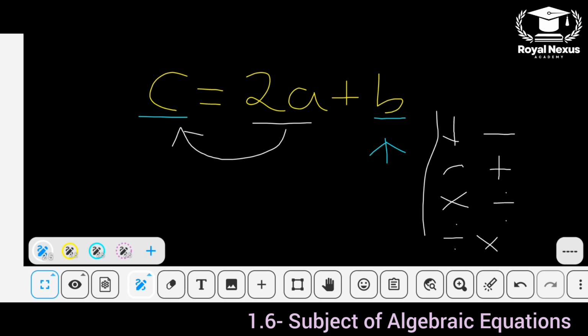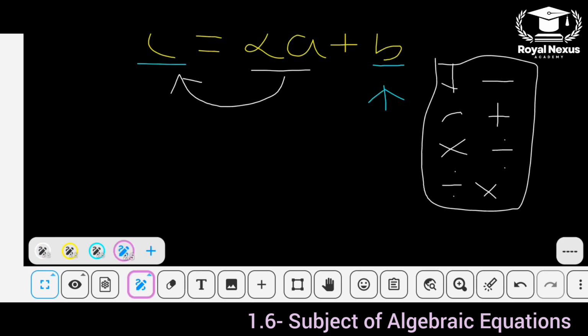So this is the short key to remember when you are moving any number to either side of the equation. Similarly, if we move this 2A to the left hand side of this equation, it will be C minus 2A is equal to B. So now our target of isolating the variable B is achieved. So the subject of this equation is now B.